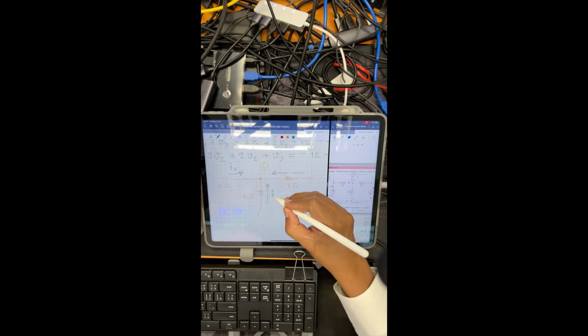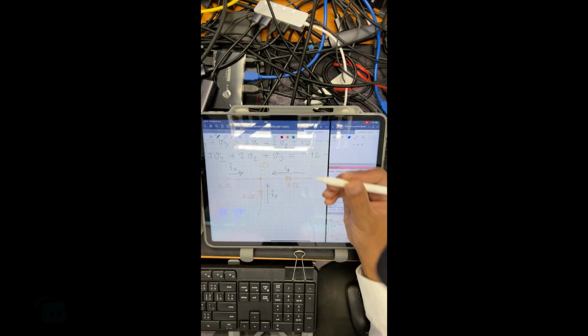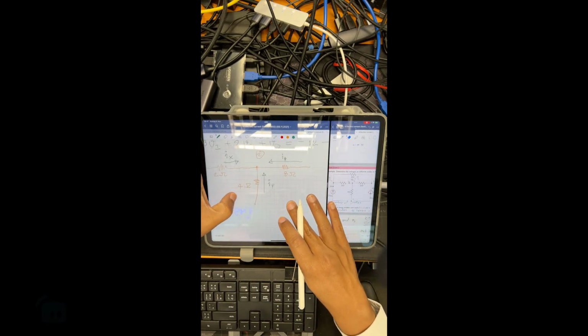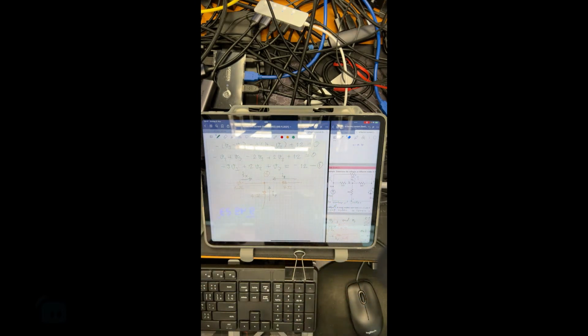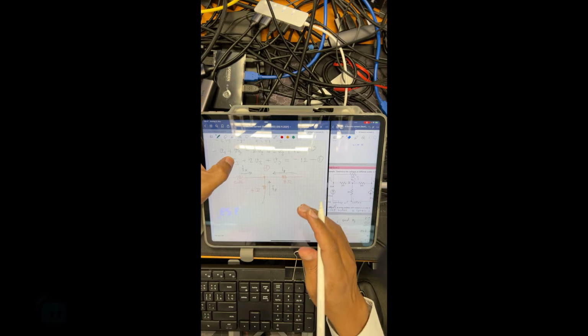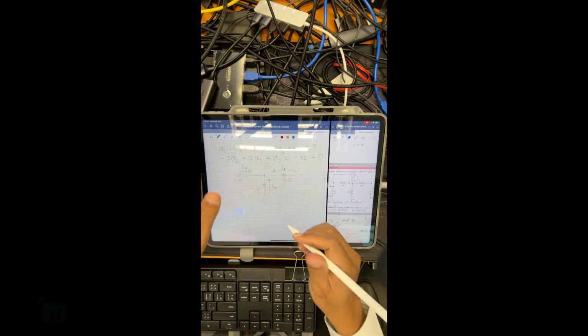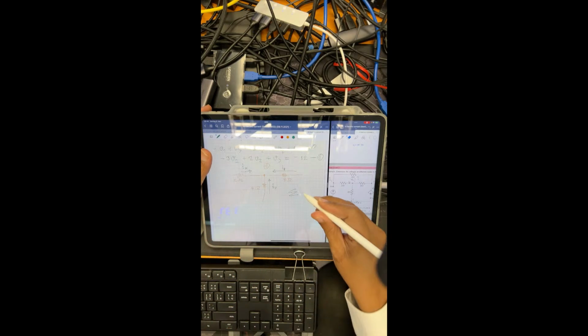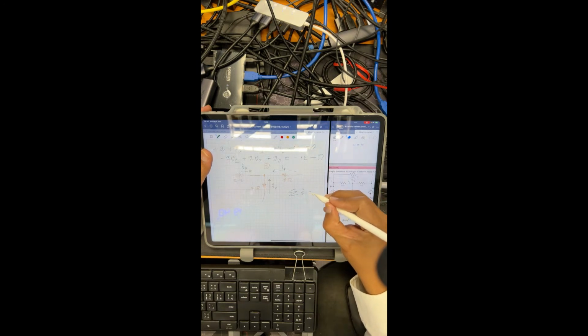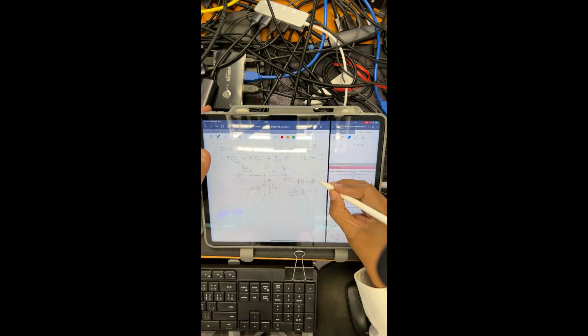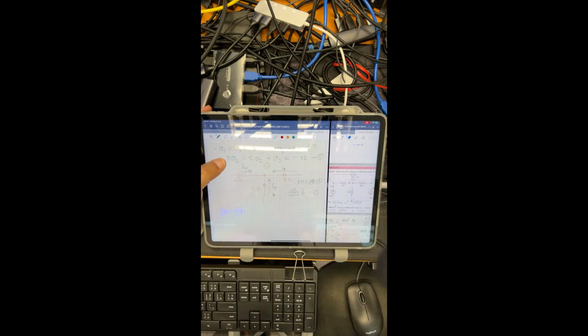It's up to you. Okay, and this one is IQ. You can see that this one has 3 branches, right? It's connected to 3 branches so we would have the sum of the currents remain 0. That's the KCL at the second node, node number 2.